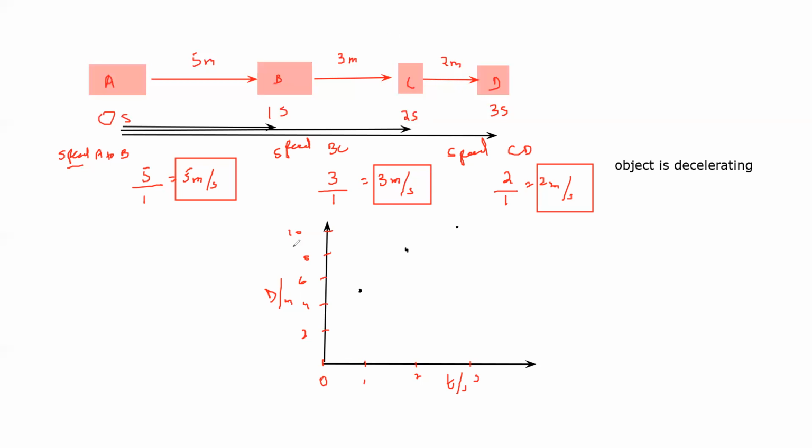So when we join these points, how does it appear? It appears that the angle is decreasing, or the steepness of the line is decreasing. So whenever an object is decelerating or speed decreases, this is how the graph will appear. Is it clear? The deceleration.